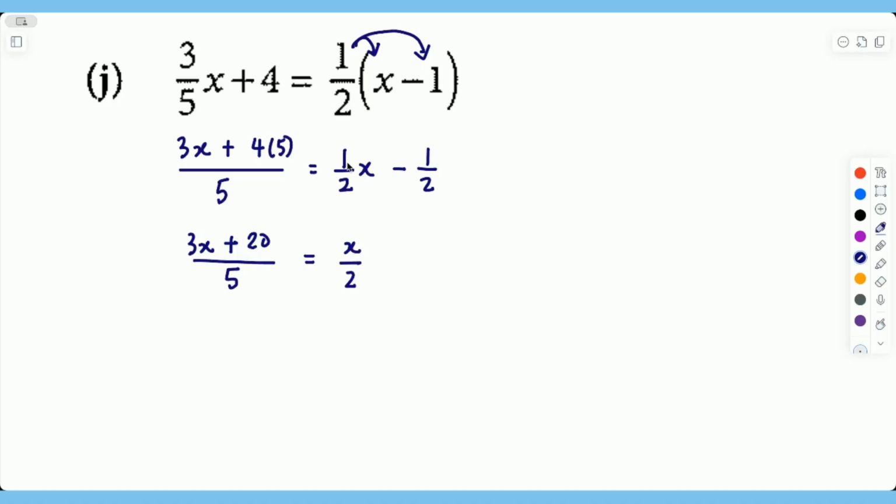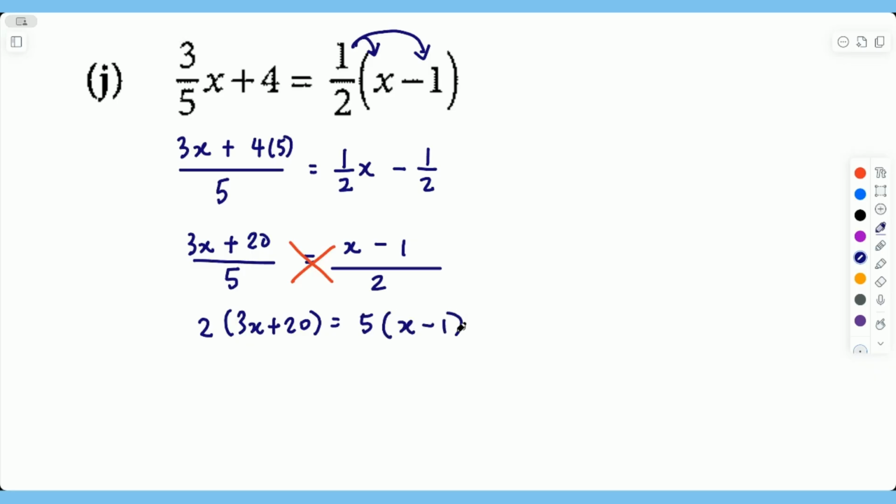The x belongs to the numerator, minus half. So we can put it as the common denominator. Let's put this expression as a single fraction with a common denominator 2. Let's cross multiply to make it a linear equation. We have 2 multiplied by 3x plus 20 is equals to 5 multiply x minus 1.